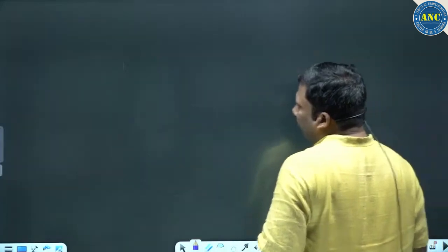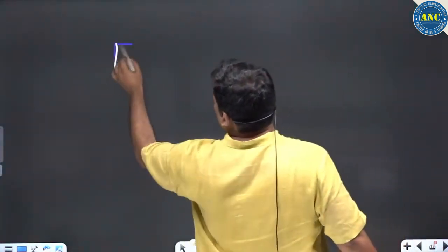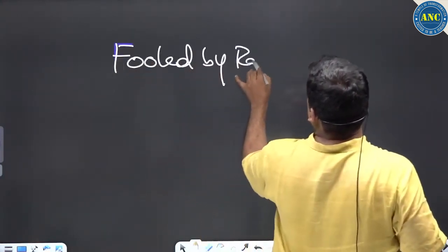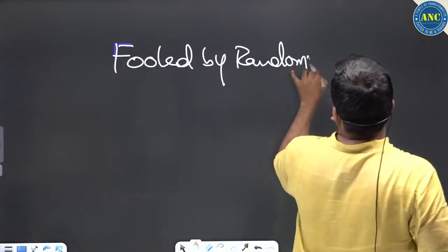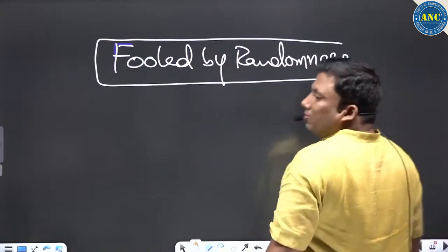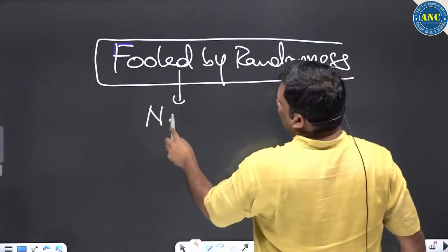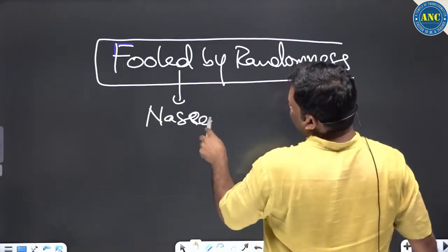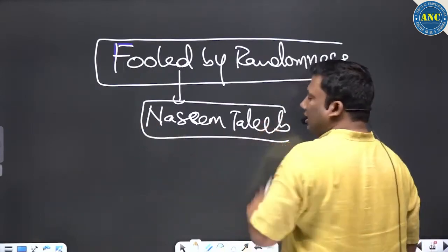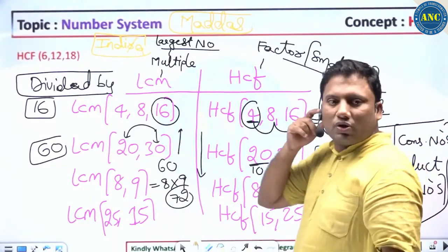There is a very beautiful book, the name of the book is Fooled by Randomness. Why does a certain section of people, in spite of not being so talented and getting less marks, still go ahead and become very successful in life? The author is Nassim Taleb. It's a very interesting book. Not right now, whenever you get time, please read it. Now let us get into the question.